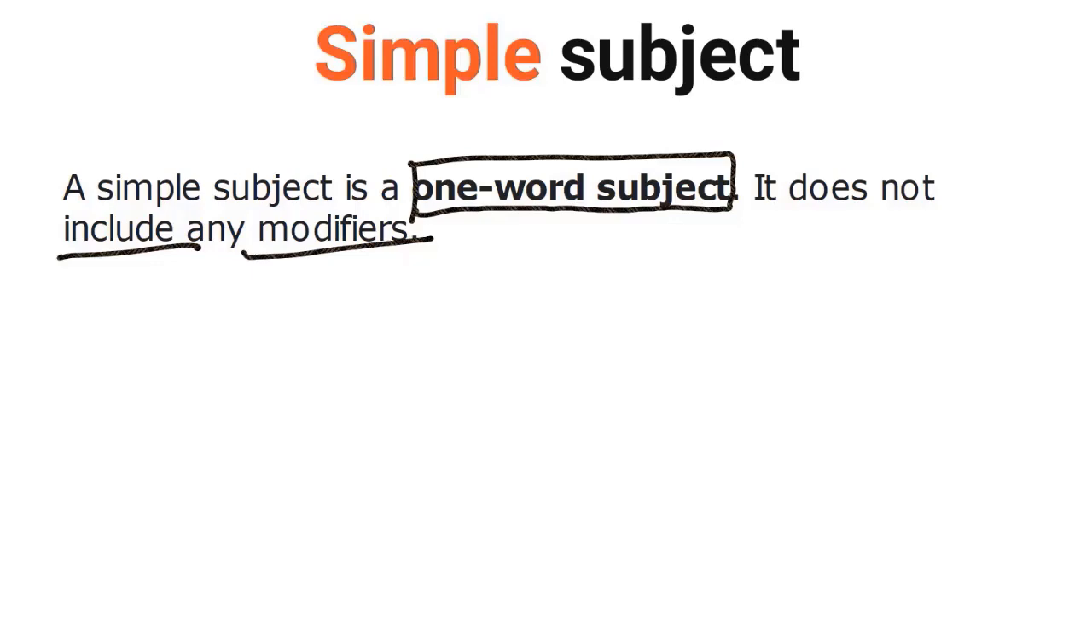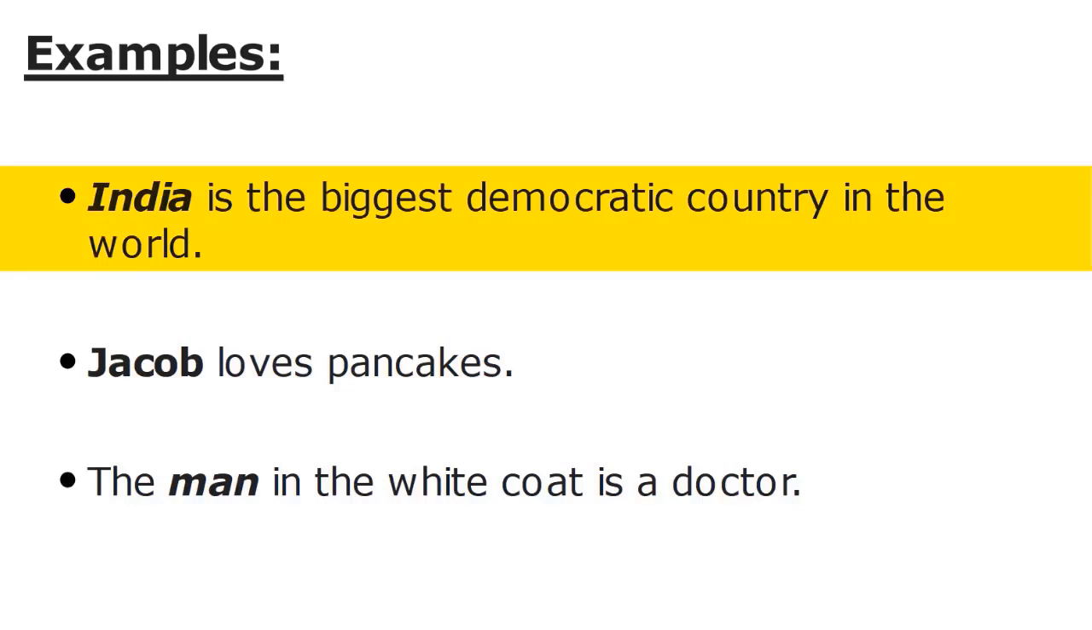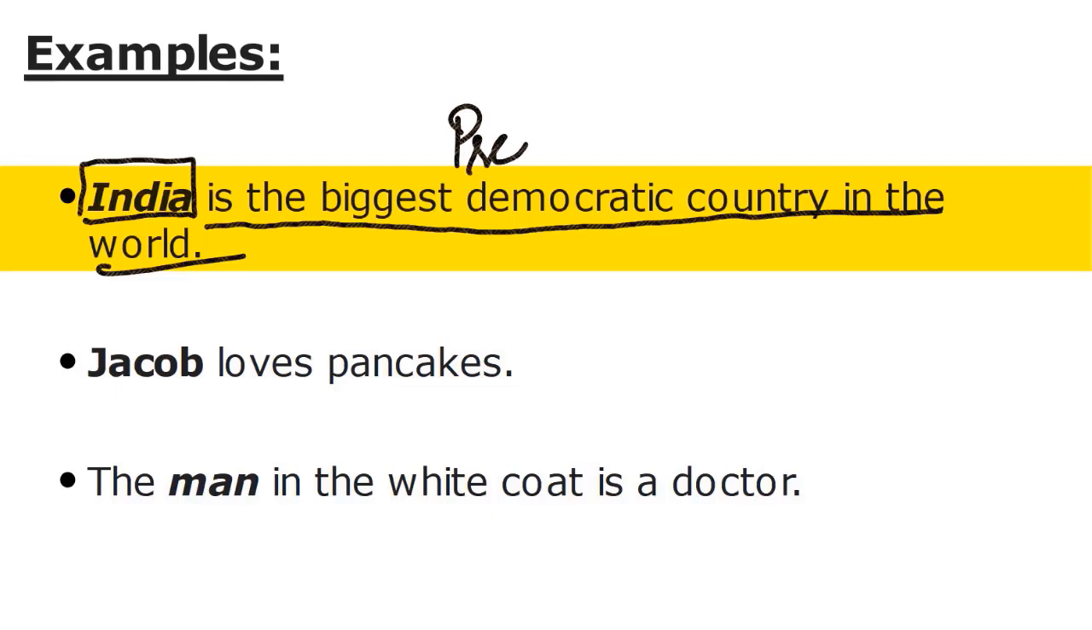All right, let's take some examples and understand this. India is the biggest democratic country in the world. So we're giving information about something which is India. There's no action happening here. So here, India is the subject and is the biggest democratic country in the world is your predicate. And we are basically giving information about India. We are giving it a name, the biggest democratic country in the world. It is just a name without any modifiers, without any adjectives.